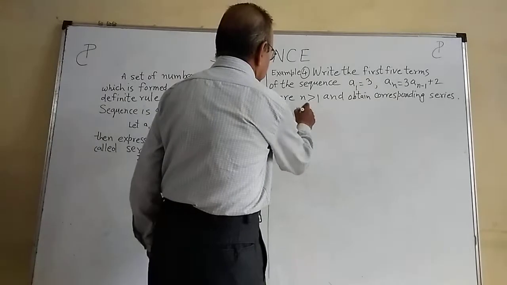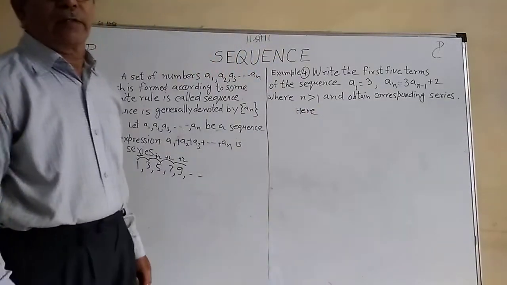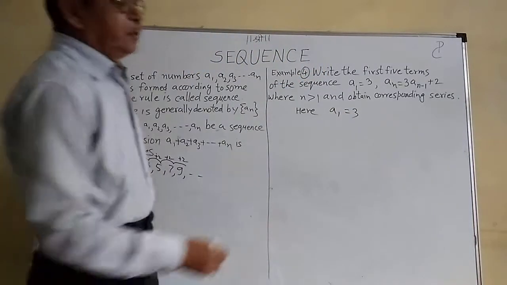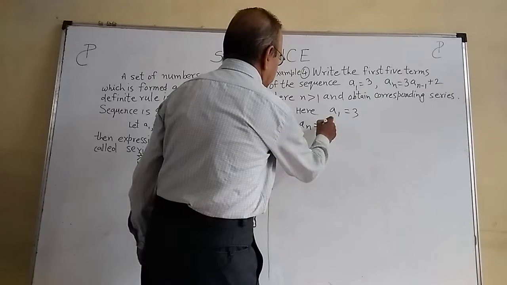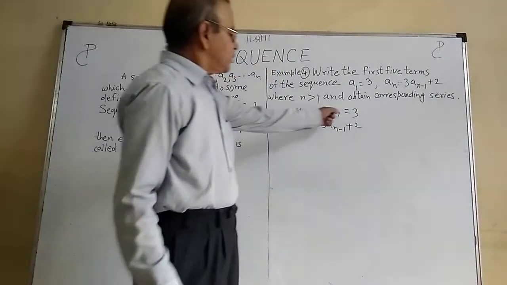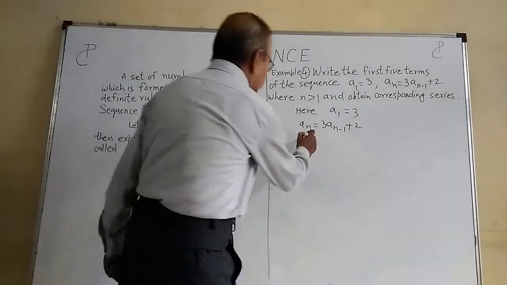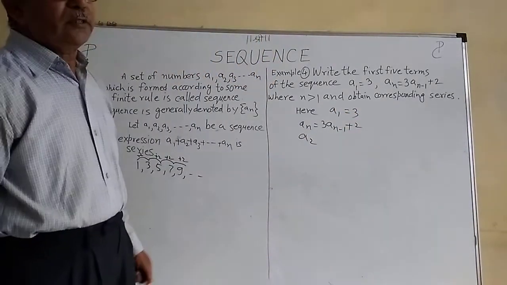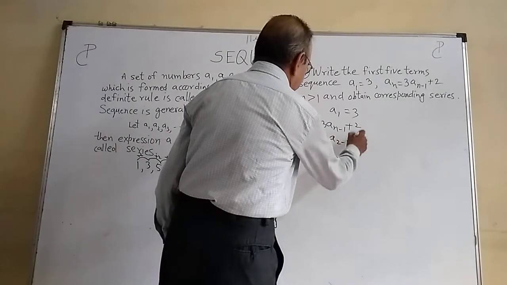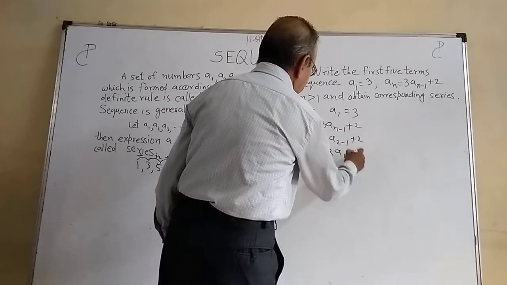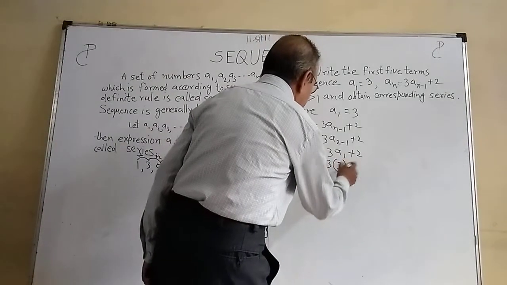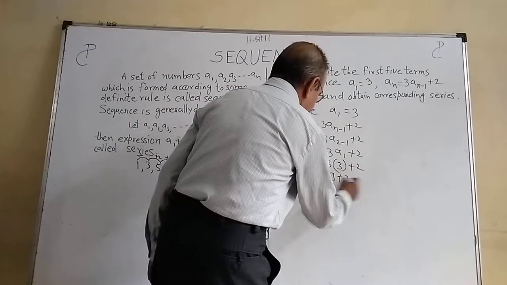Here it is given that a1 is equal to 3, and the nth term is equal to 3a(n minus 1) plus 2. A1 is given as 3. Now if I write a2, and n is greater than 1, that is the given condition. So a2 is 3 a1 plus 2, and a1 is 3, so that is equal to 3 into 3 plus 2, which is 11.